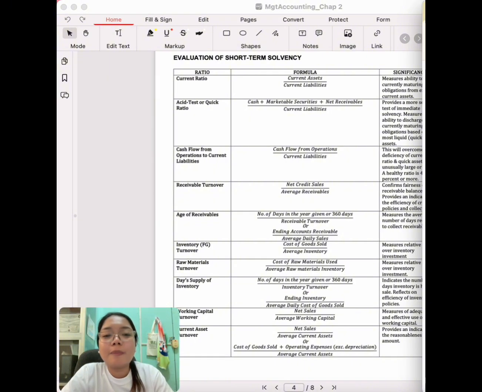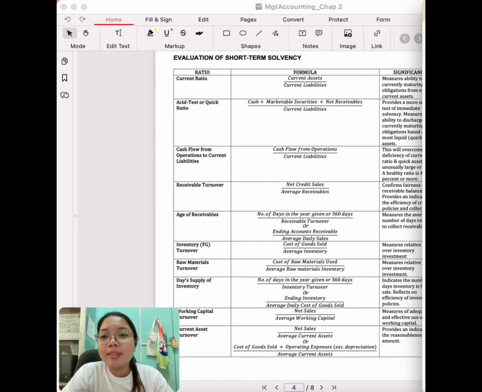Imagine that a company needs to pay its debts today. Kunwari, may babayaran na utang yung company ngayon. Can the company rely on inventory immediately? Not necessarily. Kailangan pa nitong ibenta yung inventory na yon before ito magiging cash. So that's why ini-exclude yung inventory sa quick ratio. So how much of the current obligations can we cover using our most liquid assets? So remember, your current ratio is the broader measure. But for the quick ratio, this is more conservative or stricter measure.